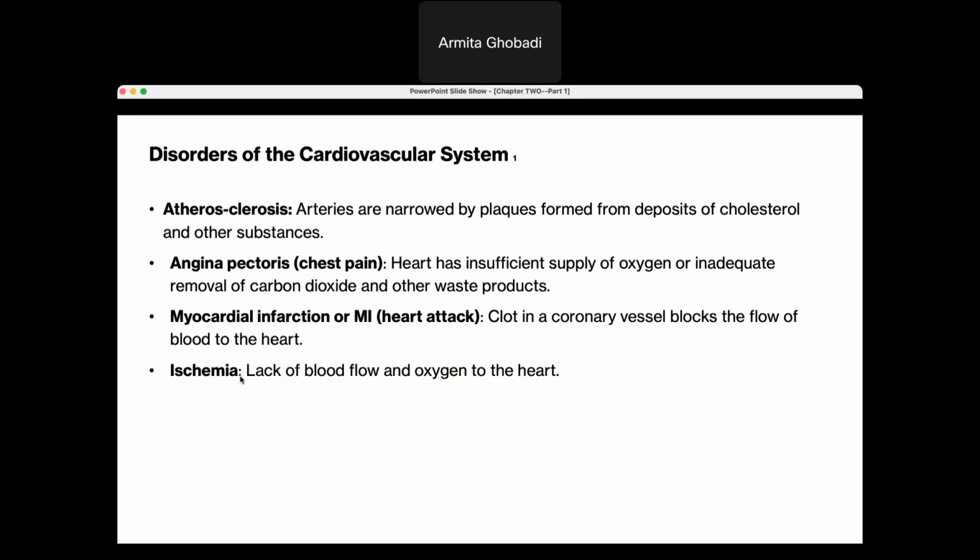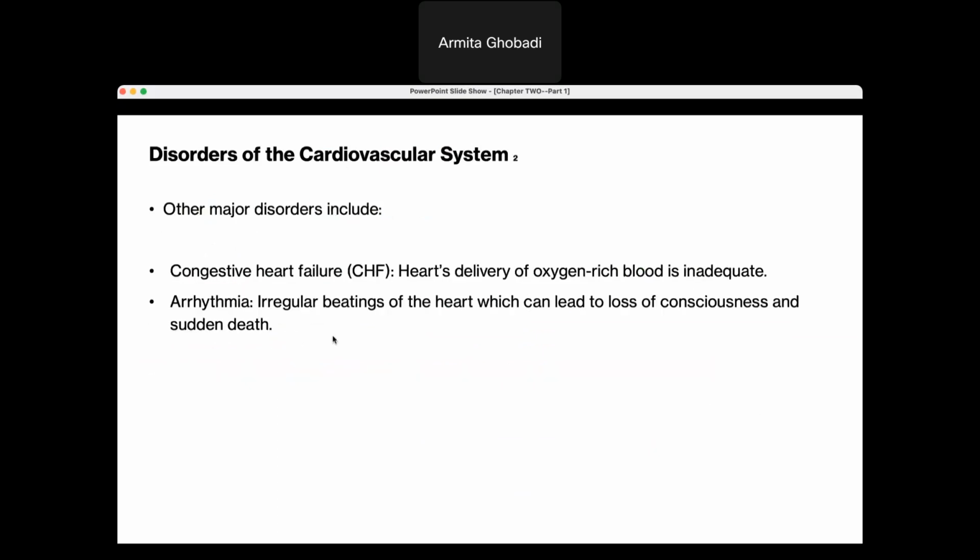And the other one is ischemia, which is basically the lack of blood flow and oxygen. It is not that severe, but if it goes on very long, it can cause real damage. What else? There are some other major disorders like CHF, or congestive heart failure, which is when your heart cannot deliver enough oxygen-rich blood, which can cause problems.